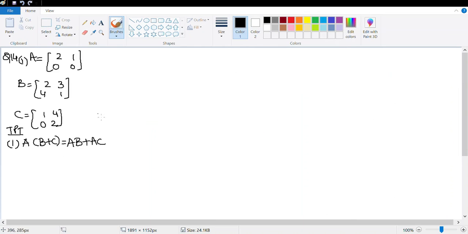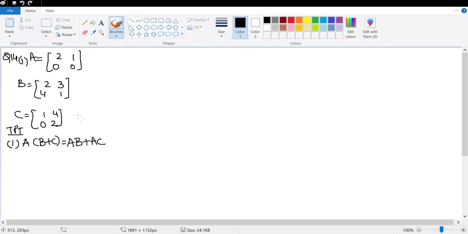So question number 14. Question number 14 says if A is equal to a given matrix, B is given, C is given, then show that A times (B plus C) is equal to AB plus AC. So we have a left hand side, we have a right hand side, we need to prove it. So how would we do it?